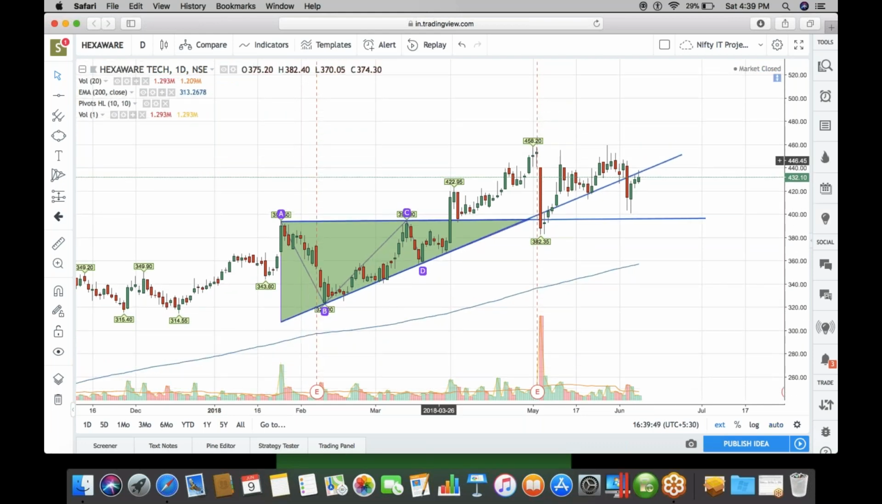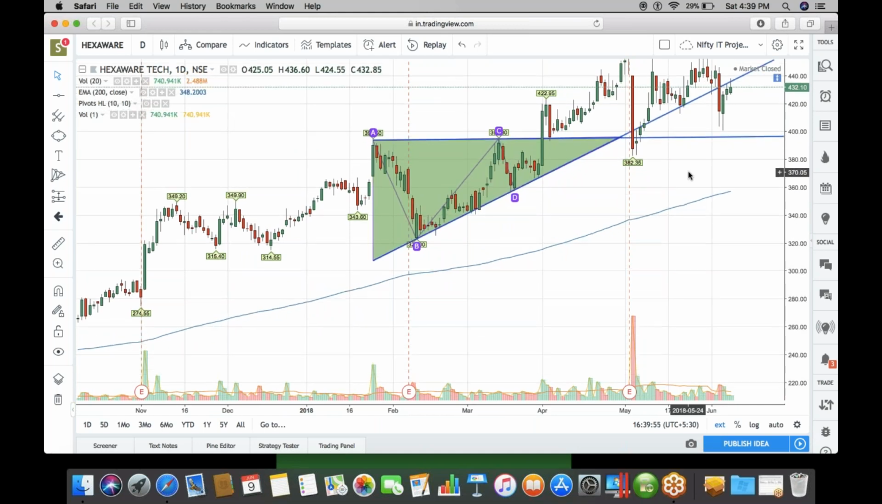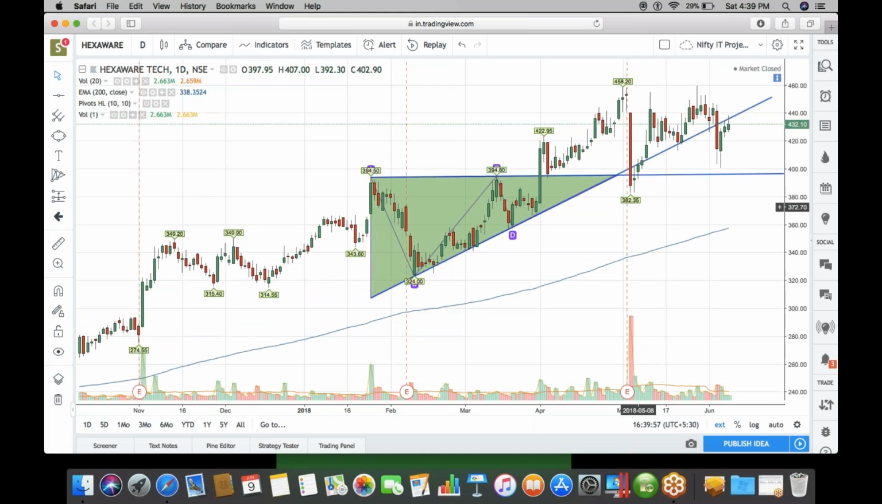See this chart. This is a trade setup in Hexaware which I had actually traded. First one, this is a horizontal trend line, okay. This is a horizontal trend line and this is an upsloping trend line. So prices behave in such a way that they travel between a horizontal trend line and an upsloping trend line.